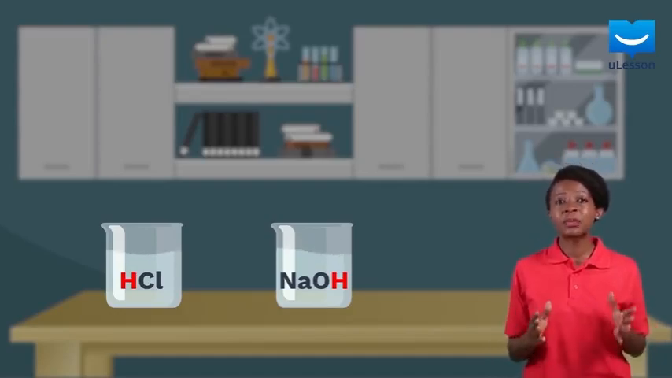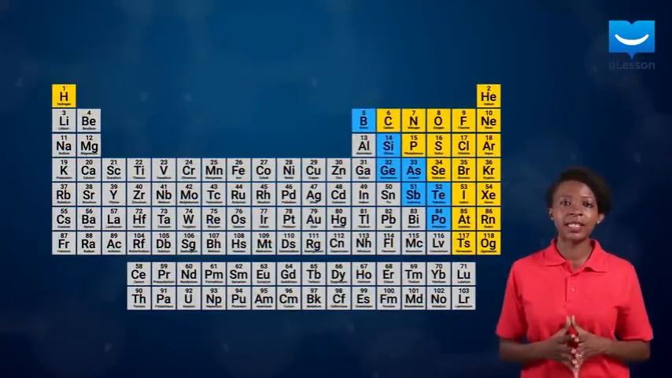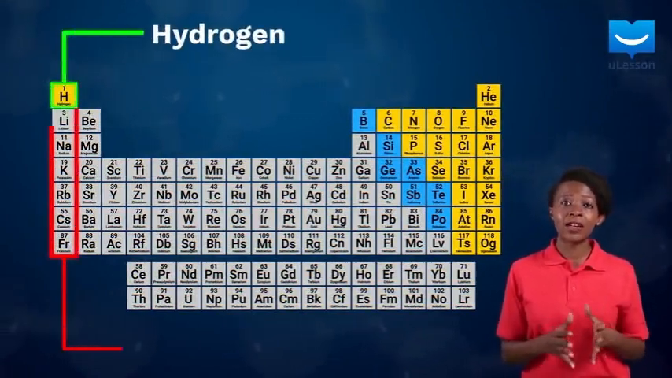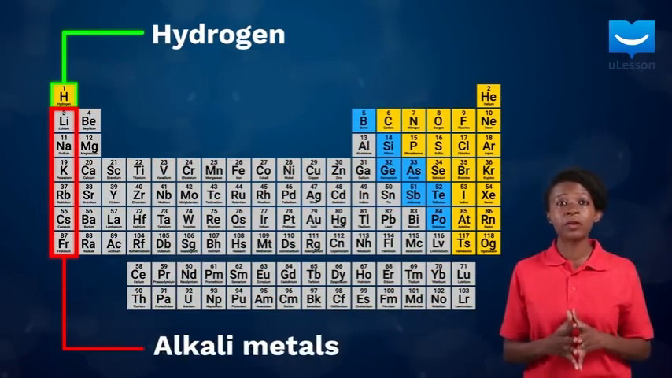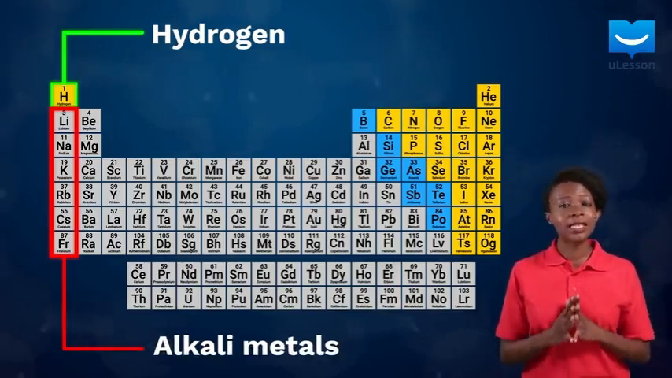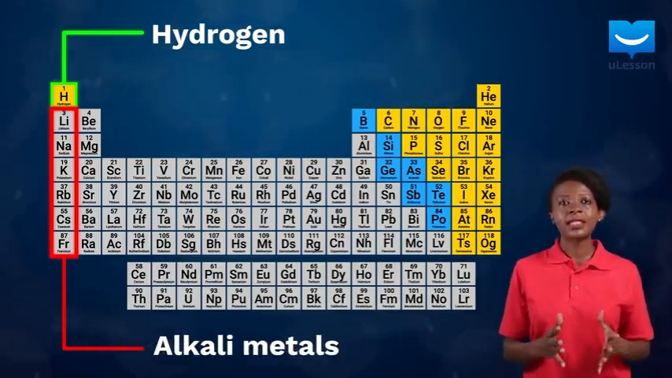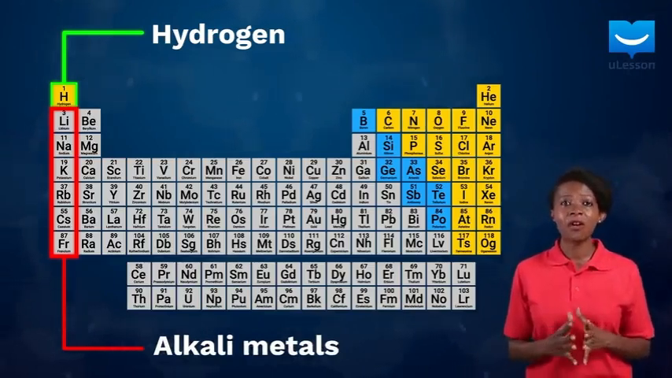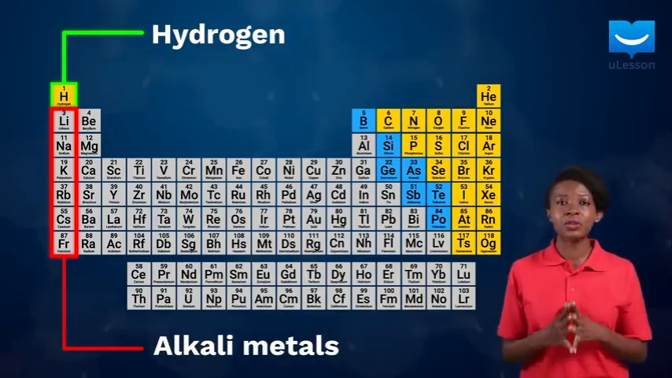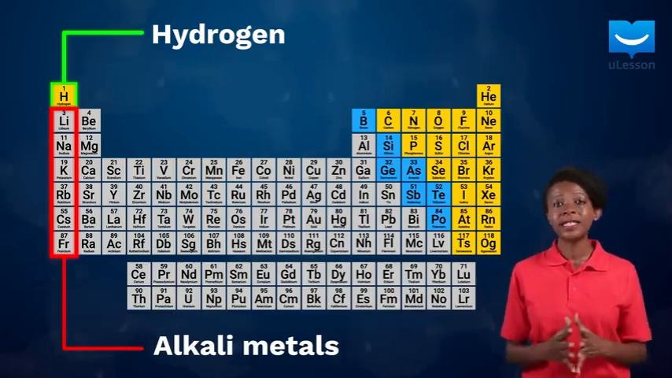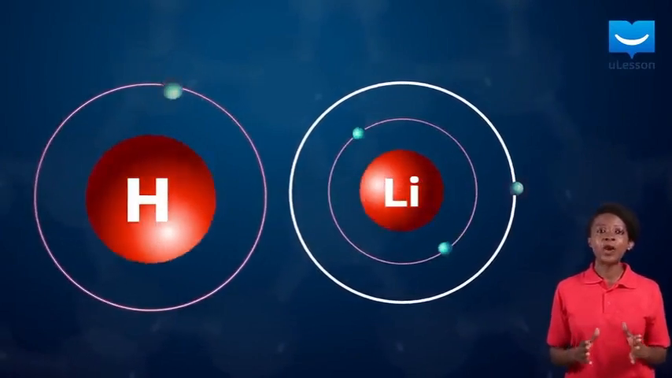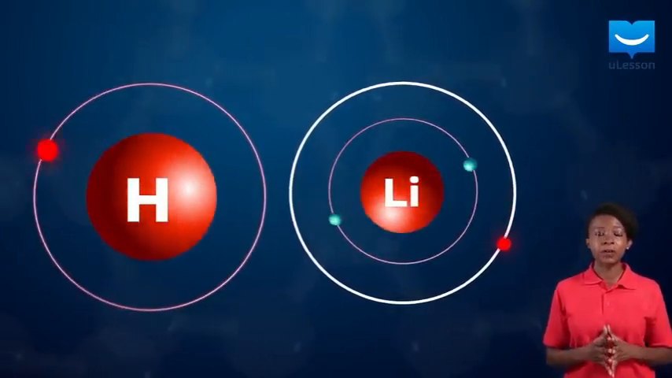Now let's discuss the position of hydrogen in the periodic table. As said earlier, it is placed above the alkali metals in group 1 of the periodic table, even though it is not a metal. This is because hydrogen and the alkali metals have the same number of valence electrons in their outermost shell. For instance, hydrogen and lithium, both in group 1, have 1 electron in their outermost shell.